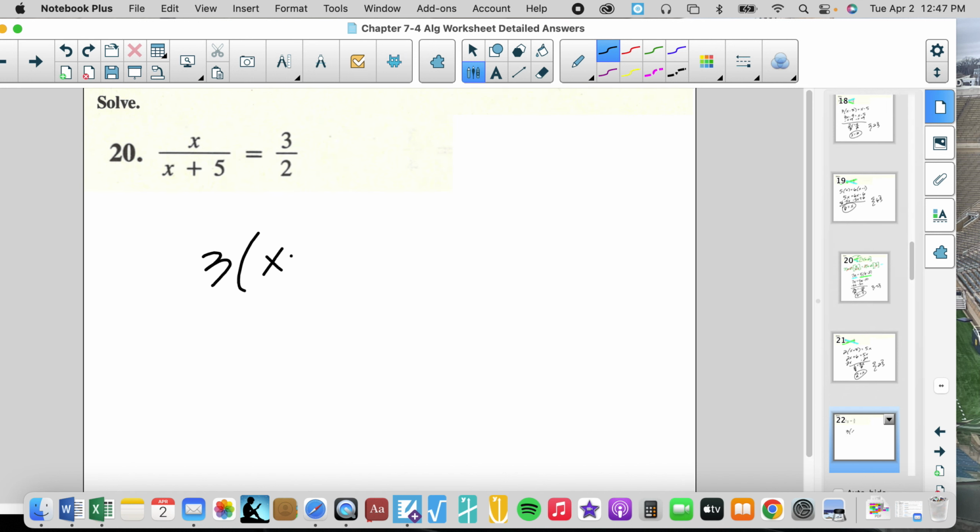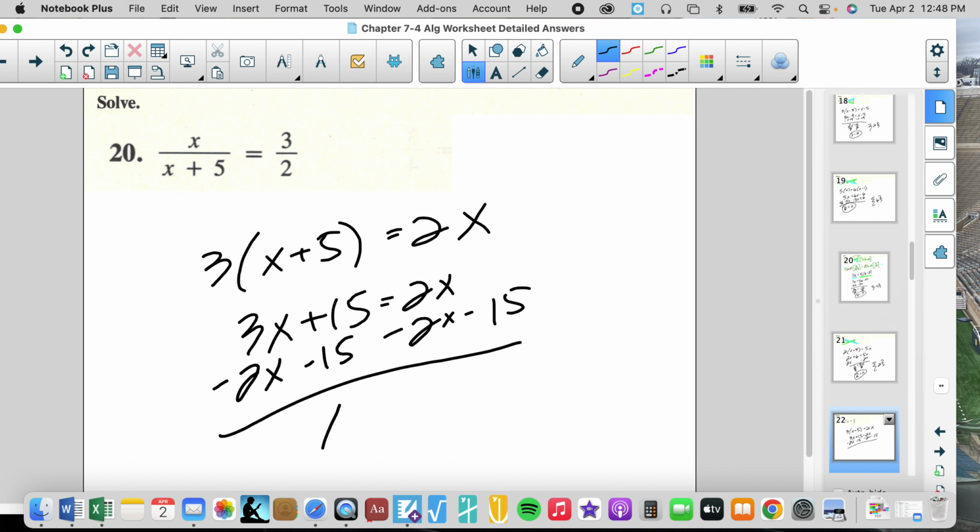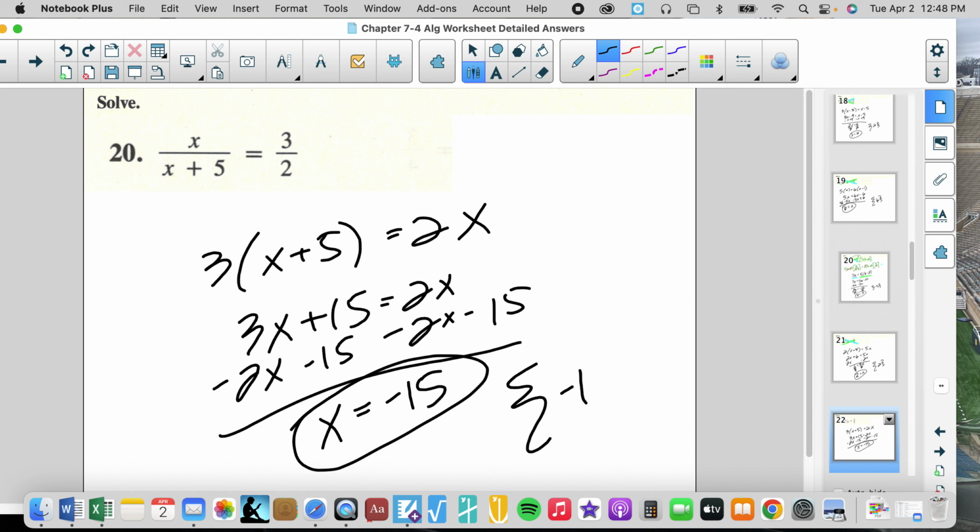3 times x plus 5 equals 2 times x. 3x plus 15 equals 2x. We'll subtract the 2x, subtract the 15, and we get x equals negative 15. Negative 15 doesn't make 0. So we end up with negative 15 over negative 10, which simplifies to 3 over 2.